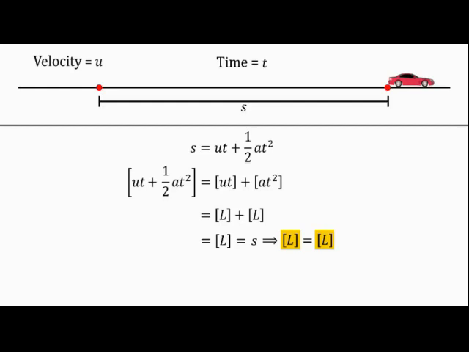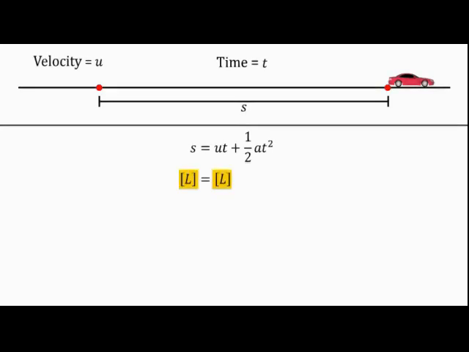It is very important to note that physical quantities represented by symbols on both sides of a mathematical equation must have the same dimensions. This principle is called the principle of homogeneity of dimensions and is useful in checking the accuracy of an equation.